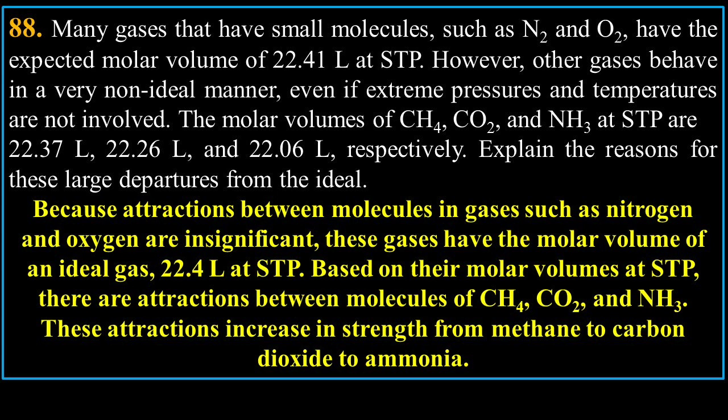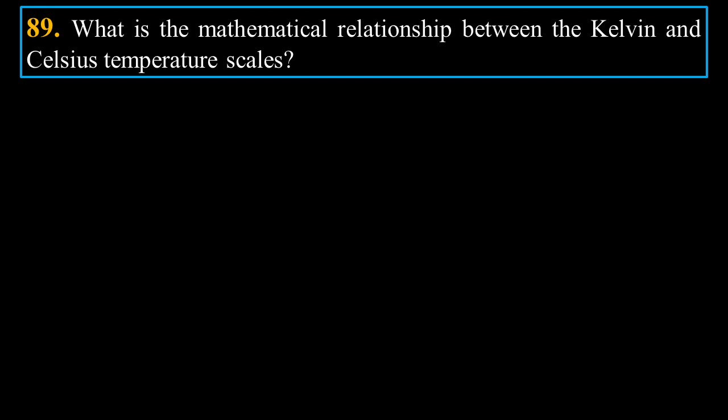Because attractions between molecules in gases such as nitrogen and oxygen are insignificant, these gases have the molar volume of an ideal gas, 22.4 liters at STP. Because of their molar volumes at STP, there are attractions between molecules of methane, carbon dioxide, and ammonia. These attractions increase in strength from methane to carbon dioxide to ammonia. So the intermolecular forces are more involved in the more complex gases.